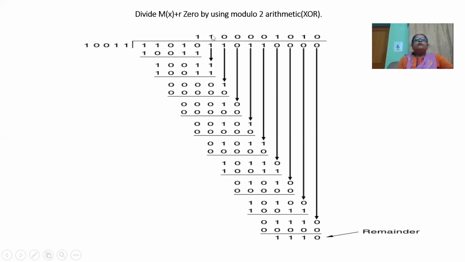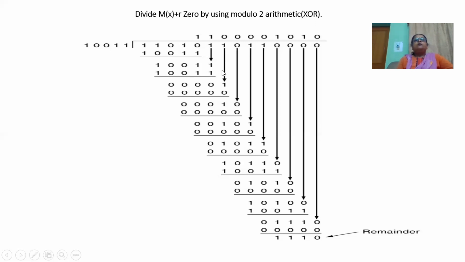Again, we take this one bit. First bit is 1, so quotient is 1. And multiply by 1, this is 1 0 0 1 1. Both inputs are 1, output will be 0. Both inputs are 1, output will be 0. Both inputs are 0, output will be 0. Both inputs are 0, output will be 0. And leave the left bit.